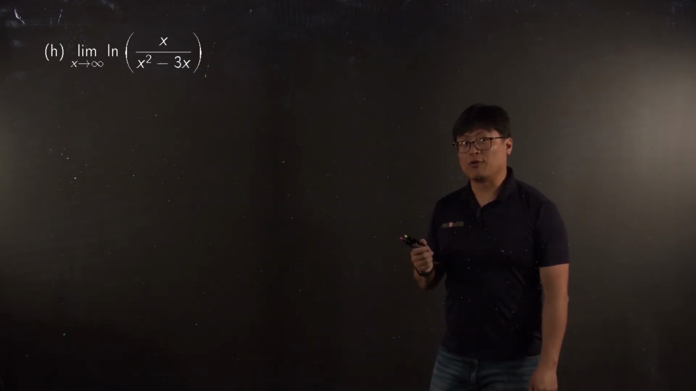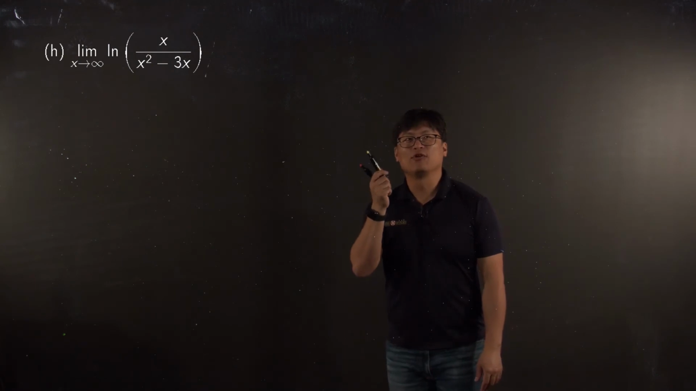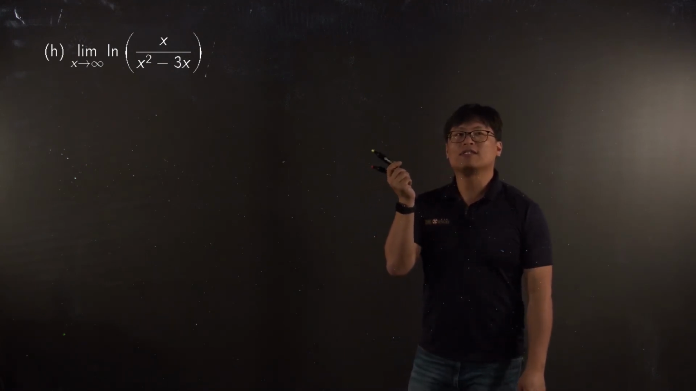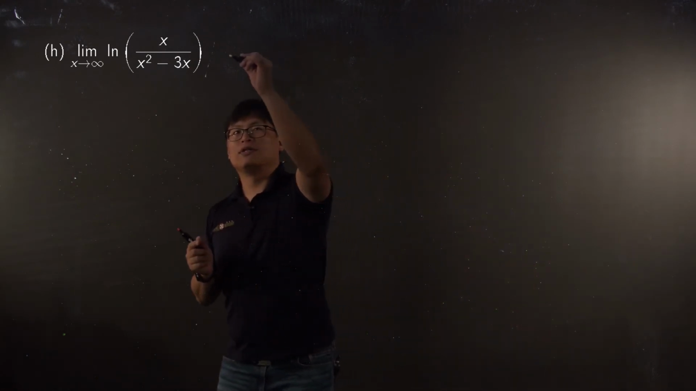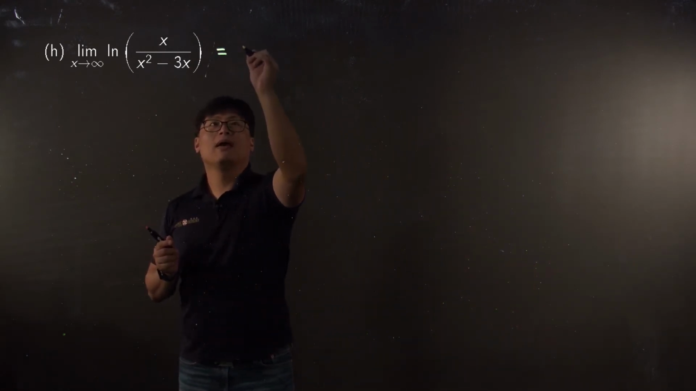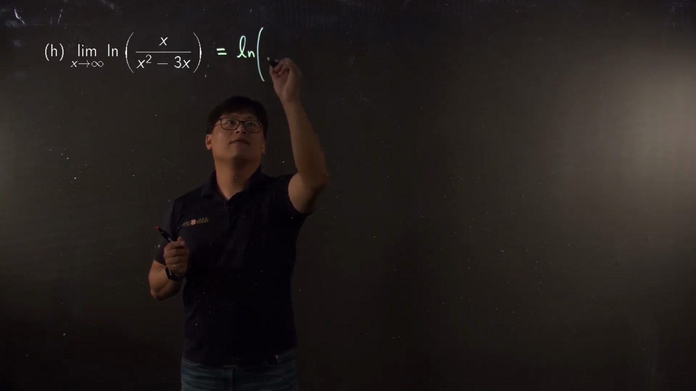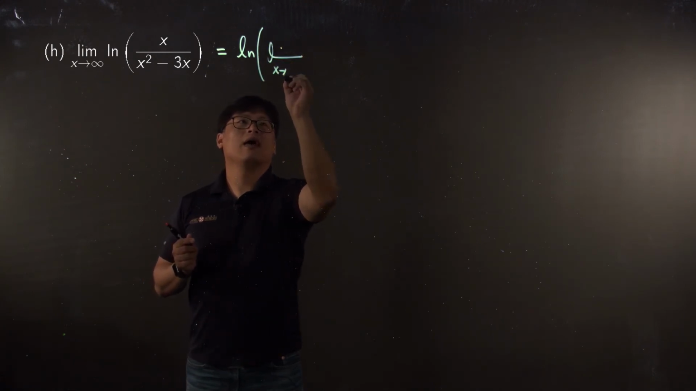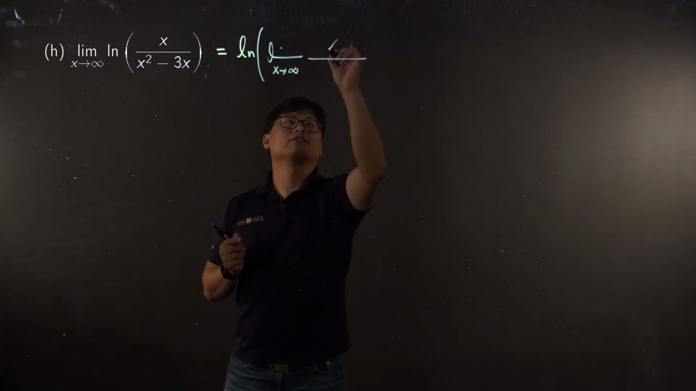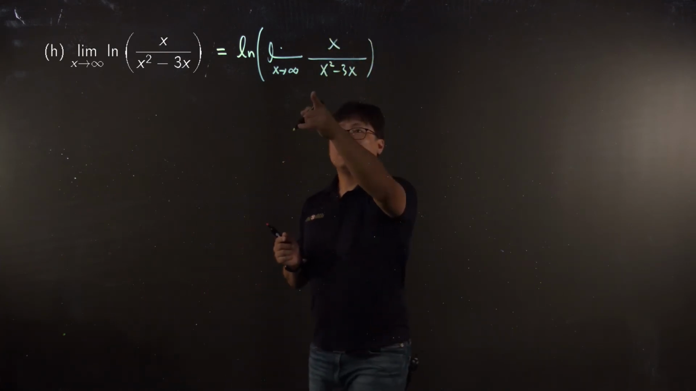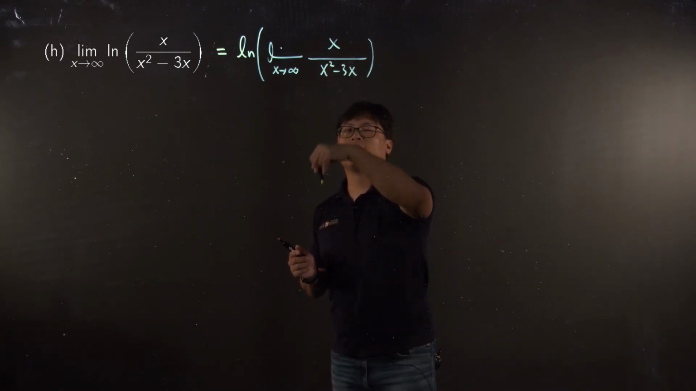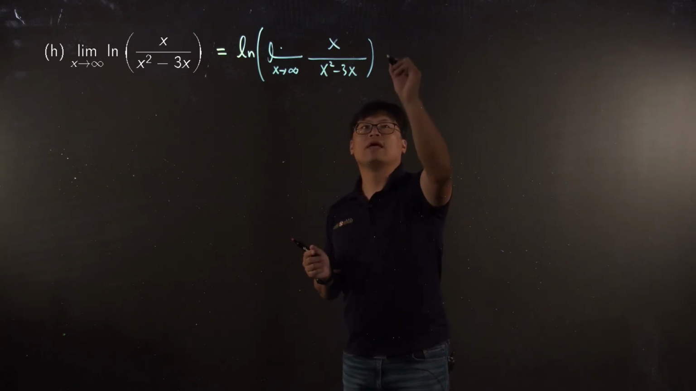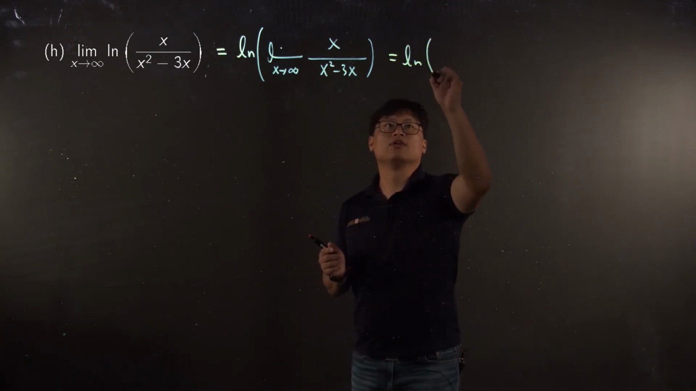Okay, it's getting crazier, I know. But since log is a continuous function, we can just take care of the limit of your inside function first. So this can be written as ln of the limit as x goes to infinity of x over x squared minus 3x. Evaluating this is really easy. Your denominator is faster than the numerator, and no matter what, it is equal to 0. So that is equal to ln 0.